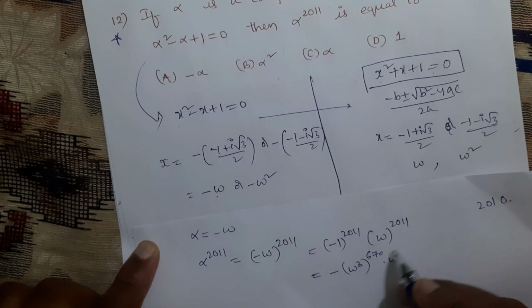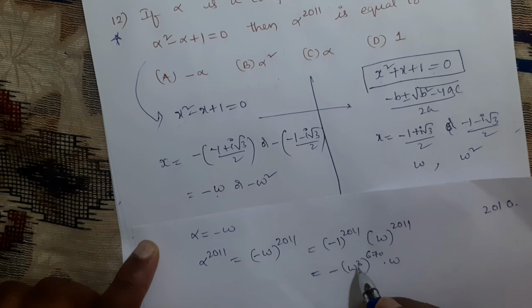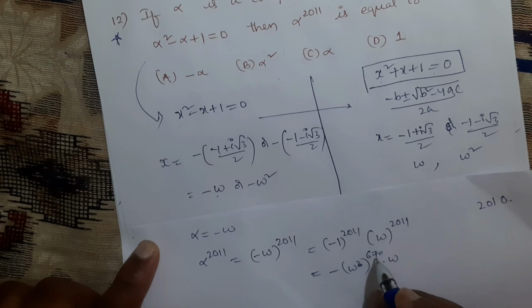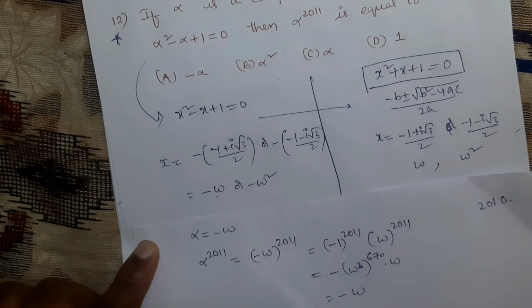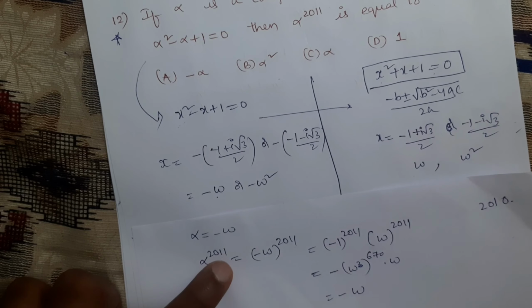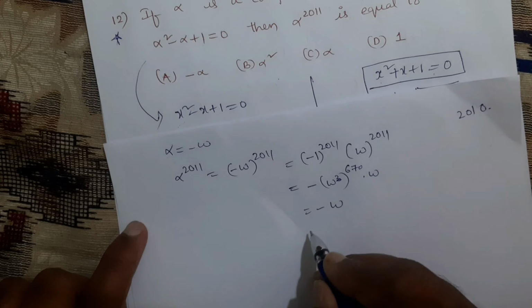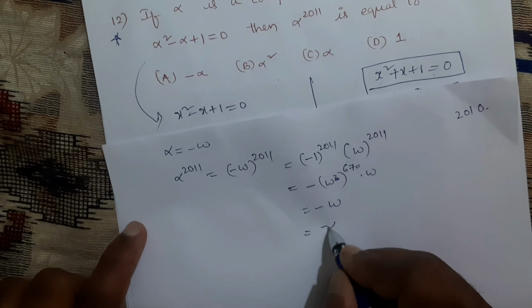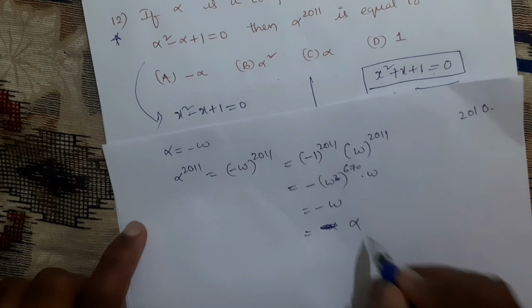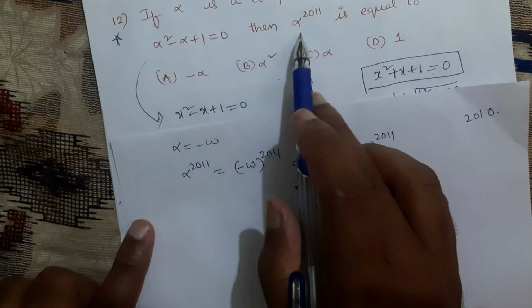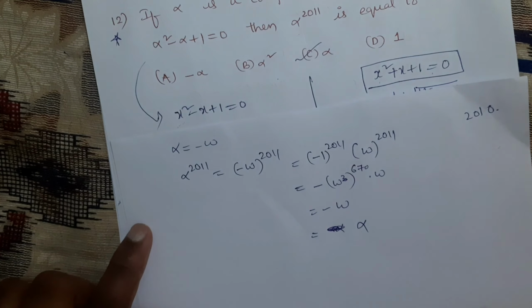Omega cube power 670 is 2010, into omega power 1, so the total is 2011. Now we know that omega cube value is equal to 1. 1 power anything is 1. So minus omega. So alpha power 2011 we got minus omega. Minus omega means what? It is equal to alpha. Nothing but alpha power 2011 is also equal to alpha.